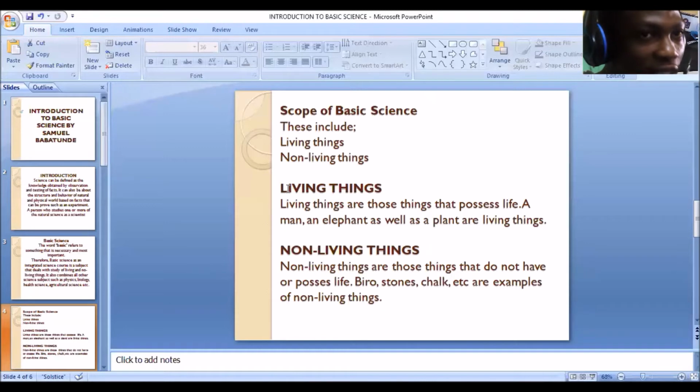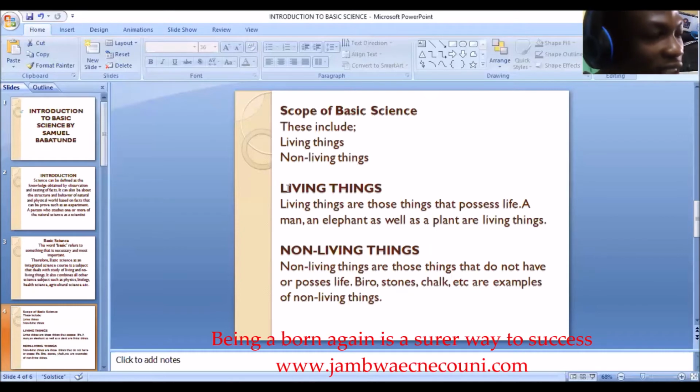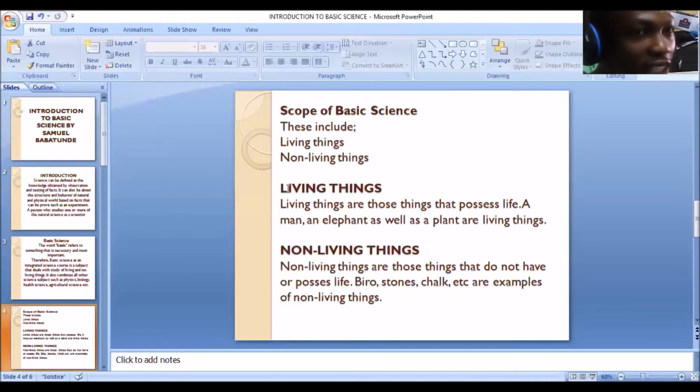Now, the living things are those things that possess life. Things that possess life are living things. Like you, I, we are living things. A man, an elephant, as well as plants. Plants are living things. I know you'll be doubting yourself, how will plants be a living thing? But I want you to know today that plants are living things because they possess the various characteristics of living things. These characteristics of living things, we're going to be discussing in our further classes to throw more light on them, that will prove to you that plants are living things just as we are living things and other animals are living things.